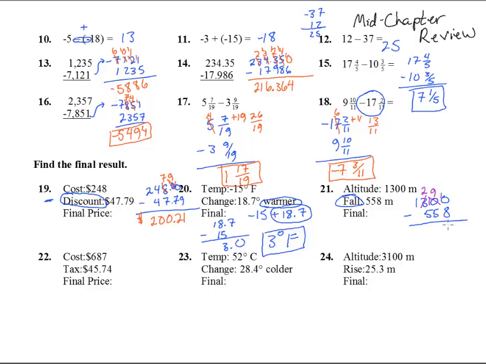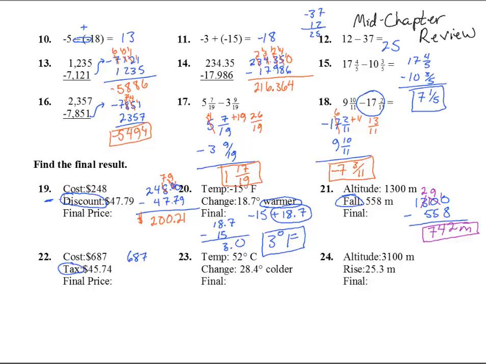10 minus 8 is 2. 9 minus 5 is 4. 2 minus 5, we don't do that, so it's 12 minus 5 is 7. 742. And this is our new altitude, 742 meters. Good. Cost, $687. And tax.